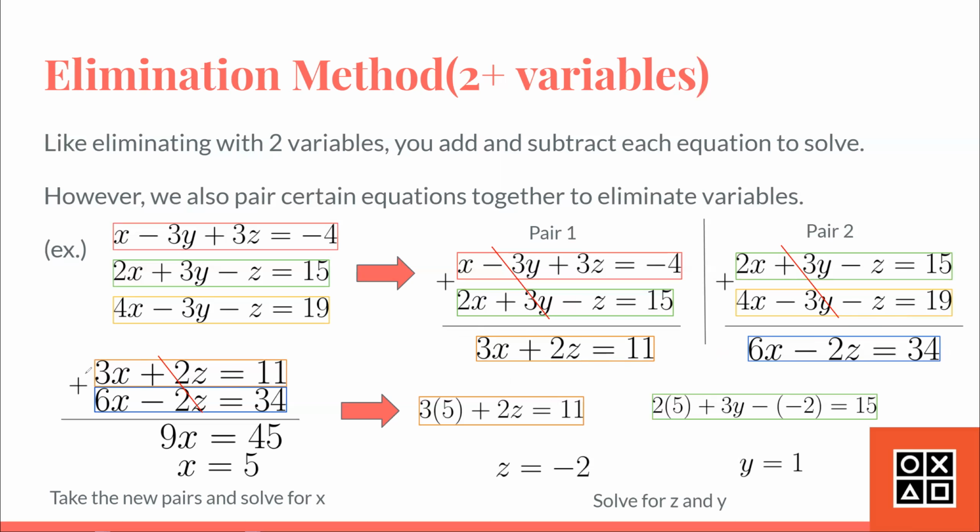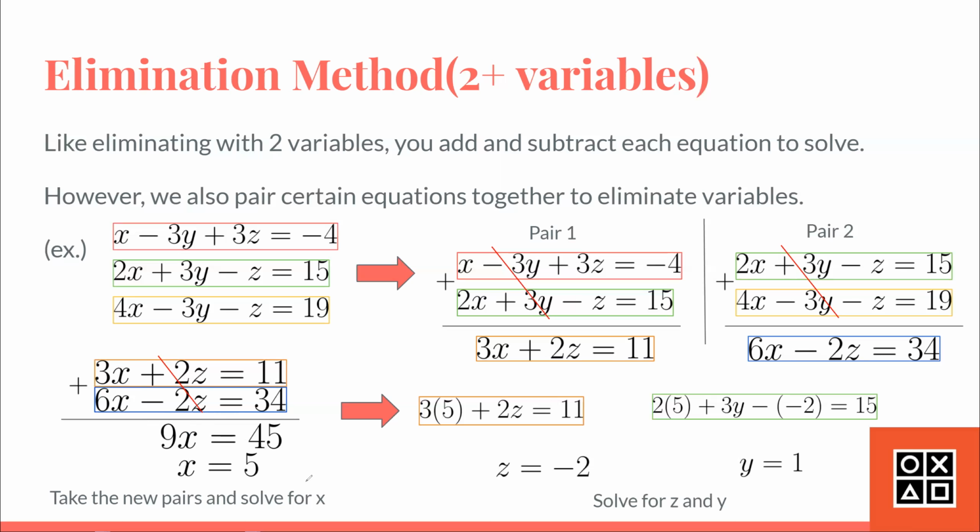So you set them up, and remember we're adding because we have positive 2z and negative 2z. So if we just add these two, they should cancel out. But if you subtract them, it won't work because it'll just end up being 2z plus 2z, and that doesn't work because we want to eliminate an entire variable so that we can find x. So 3x plus 6x is 9x, and then 11 plus 34 is 45. So 9x equals 45. Divide both sides by 9 to get x equals 5.